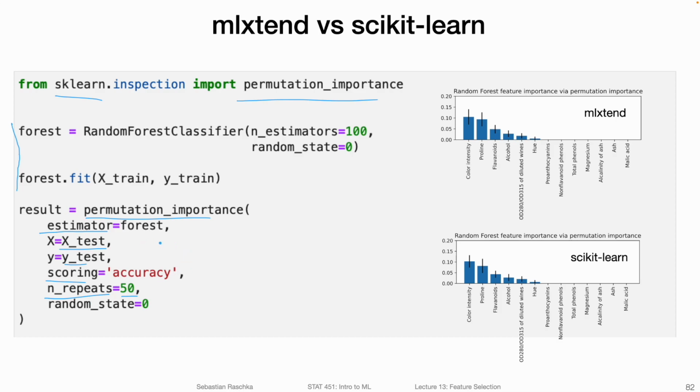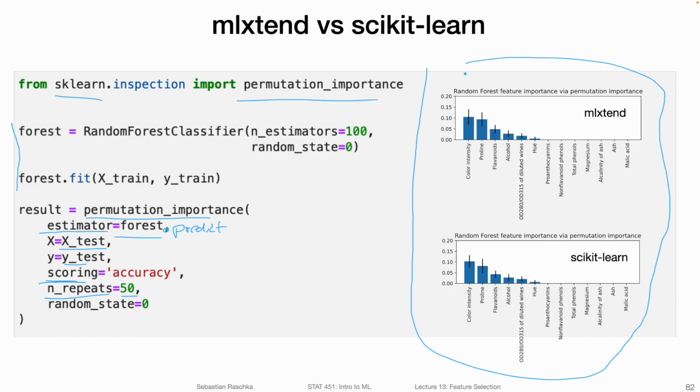I mean, there are tiny differences. For example, here we provide the estimator instead of the predict method. And also the name here is slightly different. So instead of metric, it's called scoring and so forth. But looking at the results here, side by side, you can see the MLExtend and the scikit-learn functions almost provide identical results. I think there are some slight differences, but it has maybe something to do with the random state or something like that. But I wouldn't worry about it too much. So these two methods are almost identical.